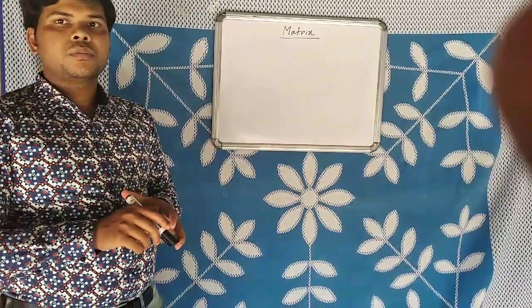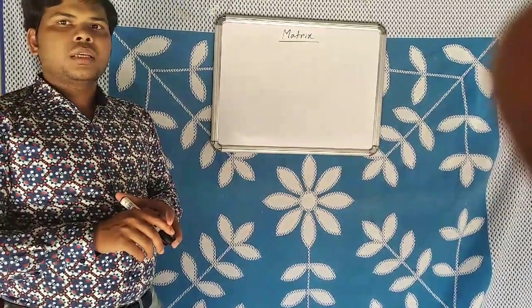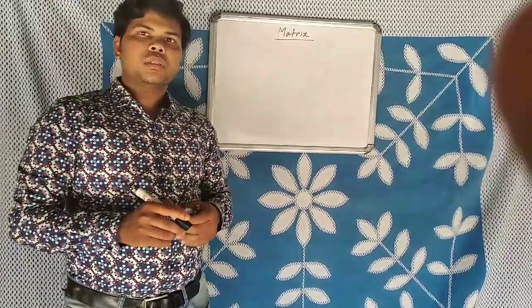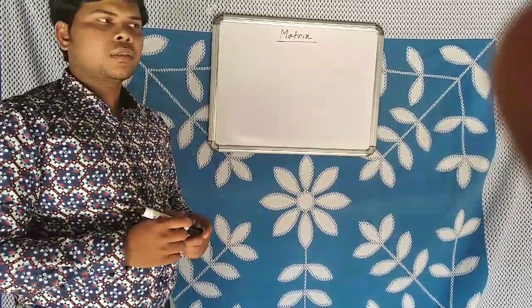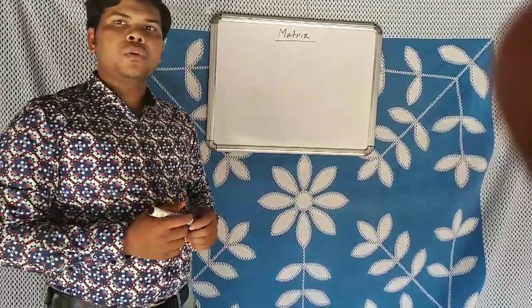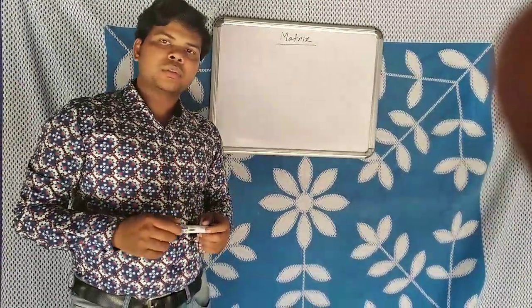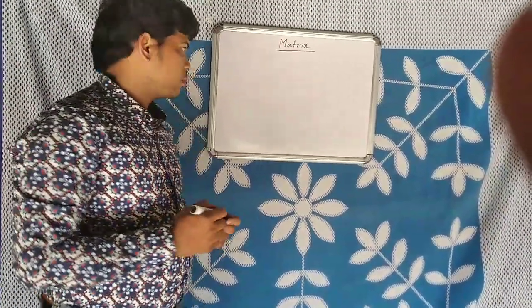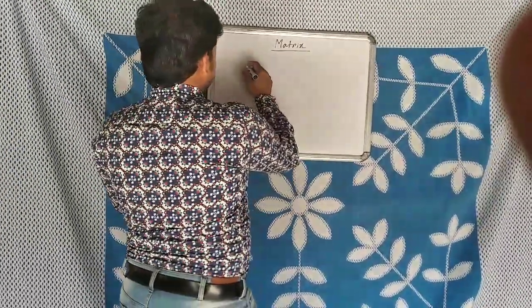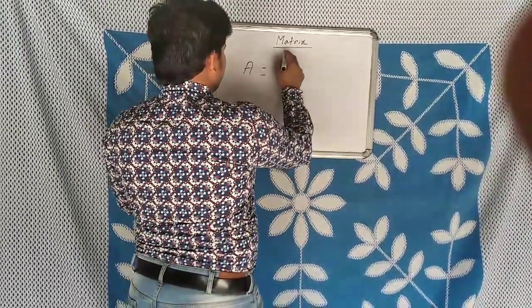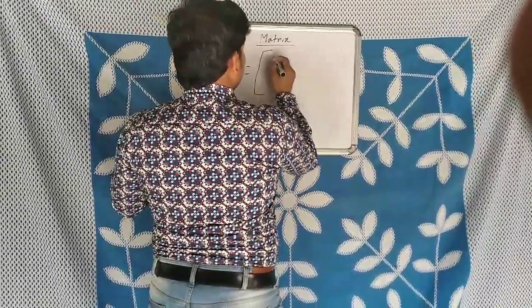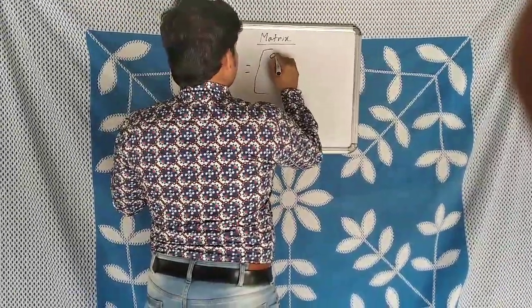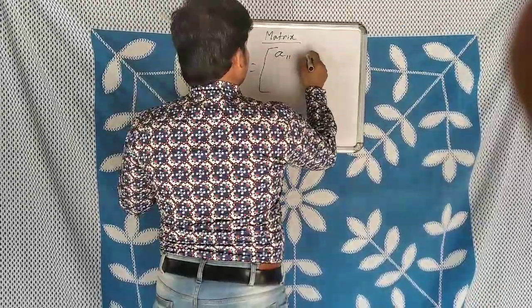A system of any mn numbers arranged in a rectangular array of m rows and n columns is called matrix. Just see here.